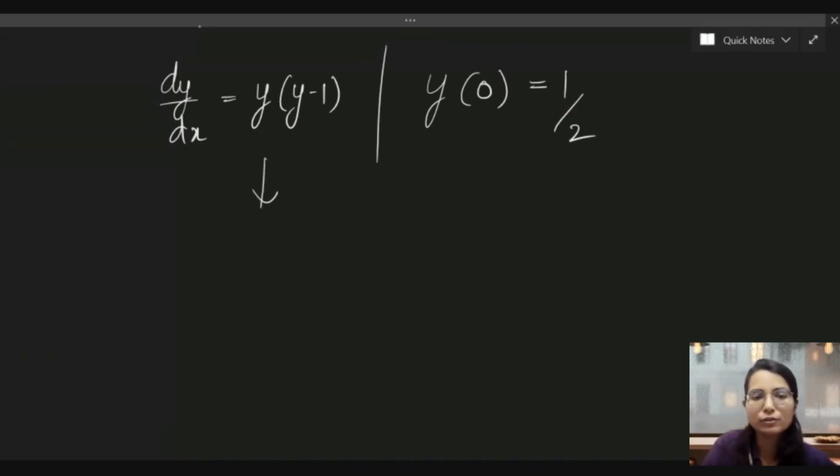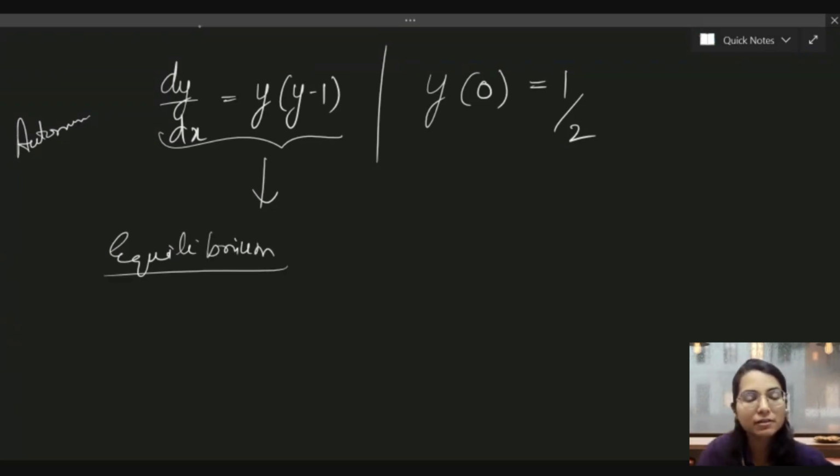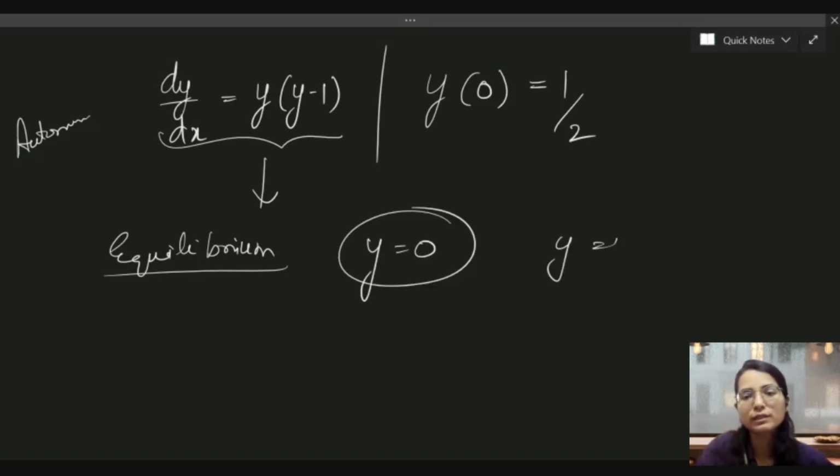Now you will start this question by finding the equilibrium solution. This is an autonomous differential equation, so for autonomous, what we find is the equilibrium solution. You will start the question in the same manner, but you will be stuck after doing this: y is equal to 0 or y is equal to 1.